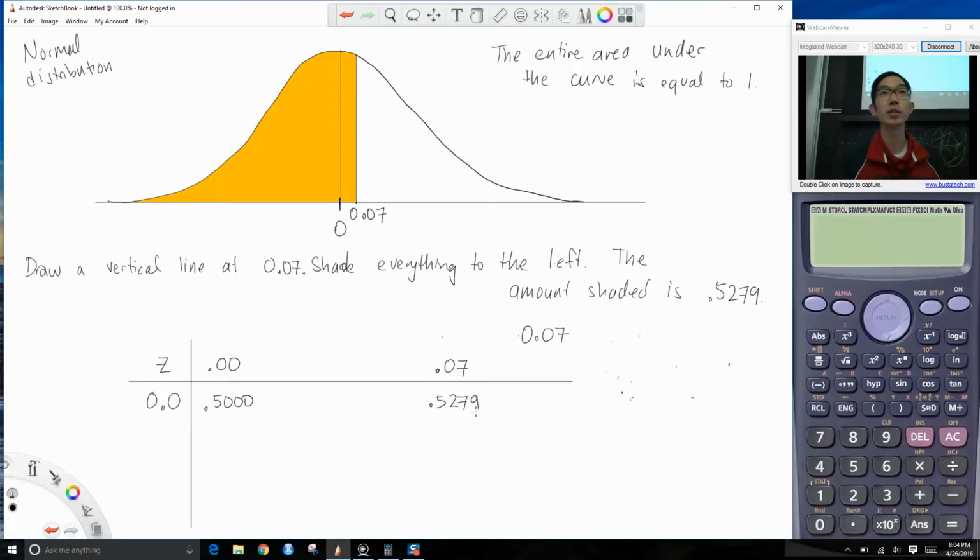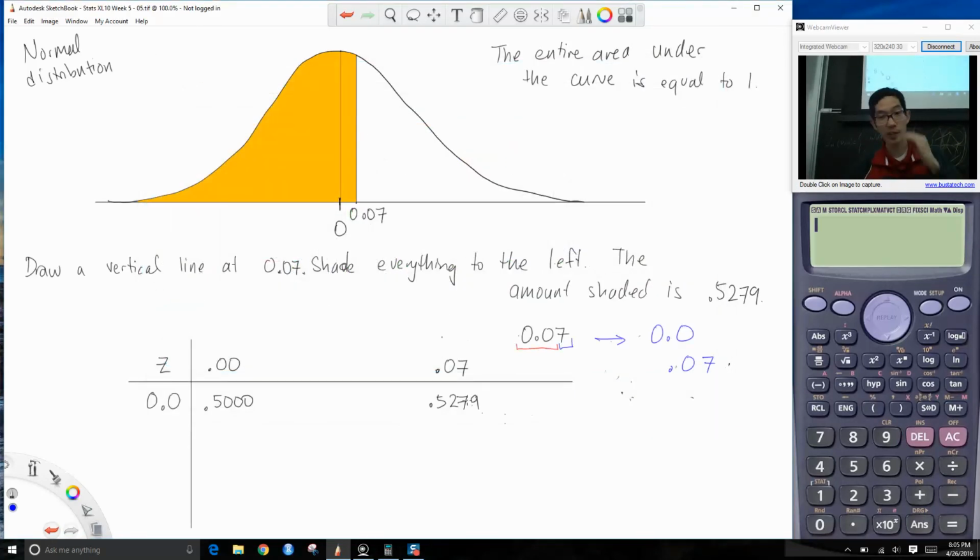Yeah, question? Well, so we're looking up the value 0.07, right? Okay, so the first two numbers, if we can parse this out, the first two values are 0.0, and then the last digit is 0.07, or is 7. So this breaks up into 0.0 and 0.07. Okay? Is that okay with everybody?